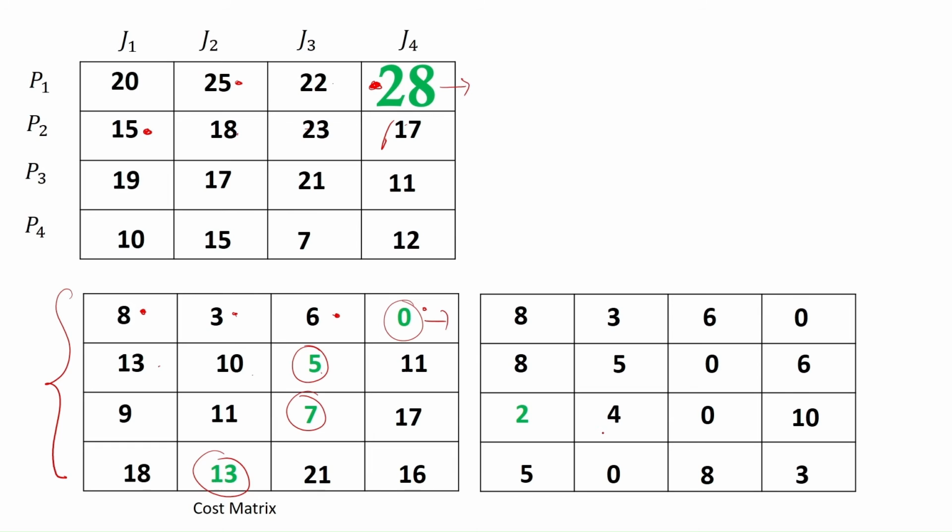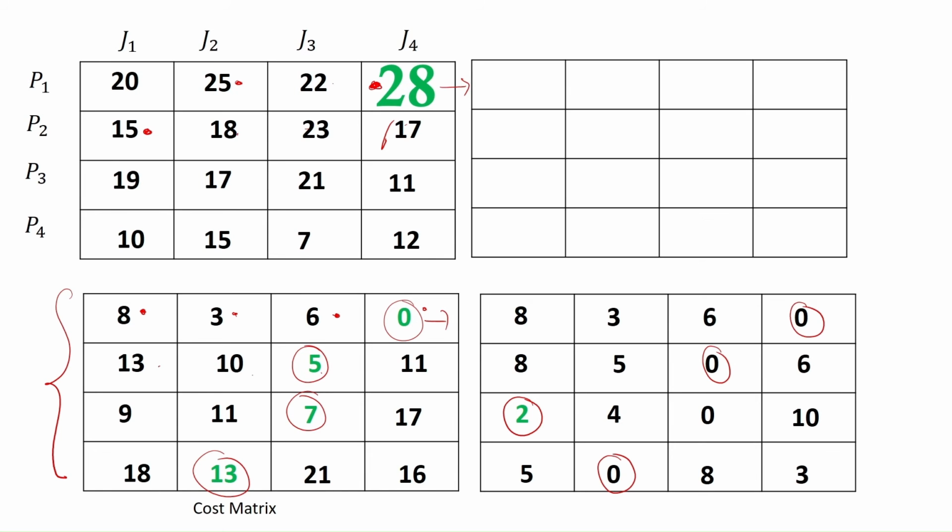Now we do that for the columns also. In the first column you have a minimum of 2. Second column the minimum is 0, so no change. Third column you have a 0, so no change. Fourth column you also have a 0, so no change. So what do we do? Subtract the column minimum. 8 minus 2 is 6, 2 minus 2 is 0, 5 minus 2 is 3. Second, third and fourth columns have no change. So this is the final reduced cost matrix after doing the row operation and the column operation.